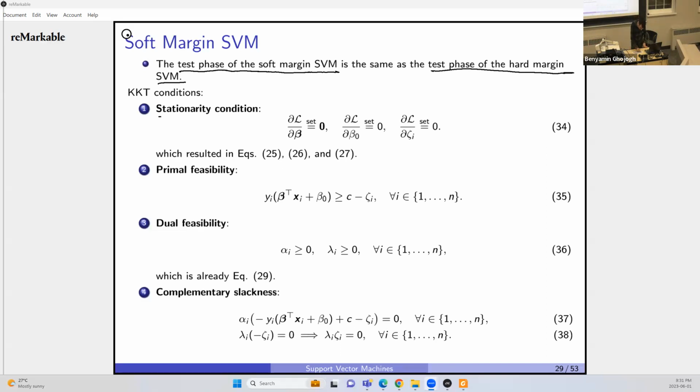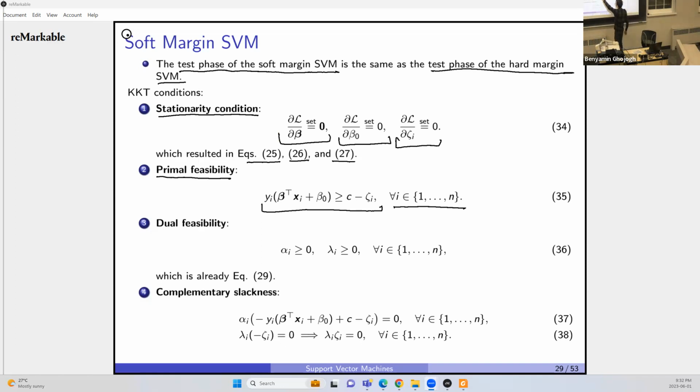For the KKT conditions, the stationarity condition means that the derivative of the Lagrangian with respect to the primal variables vanishes to zero, but now we have n additional primal variables, the zeta i's. This resulted in equations 25, 26, and 27. Primal feasibility: these are the constraints in the primal, like before, but we have minus zeta i's here. Dual feasibility: alpha i and lambda i should be greater than or equal to zero. By the way, I think there was another primal feasibility too. I forgot to write it here. What was that? Let me take a look at it.